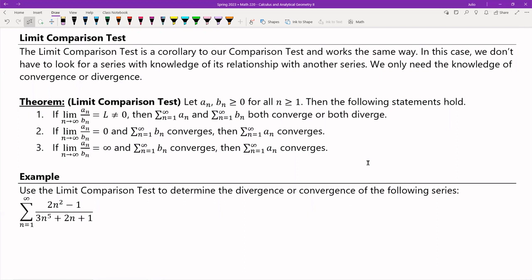Let a_n, b_n be greater than 0 for all n greater than or equal to 1. Then the following statements hold. If the limit of a_n divided by b_n is equal to some L value, and it's not equal to 0, then either both converge or both diverge. So long as the limit is something that's not 0, and you know one of them converges, then the other one must as well, and vice versa for divergence.